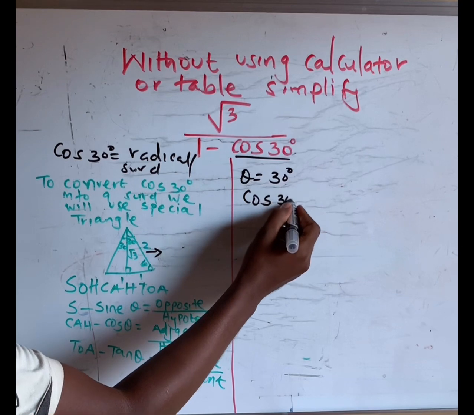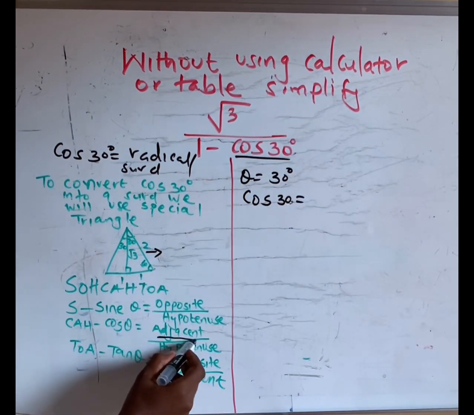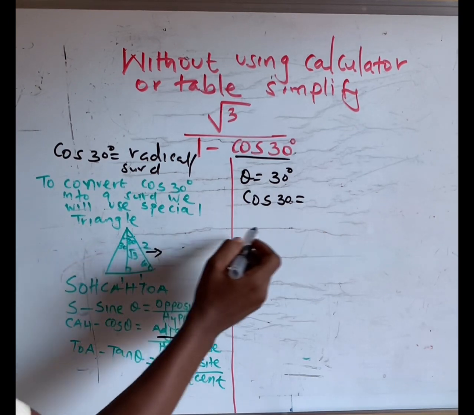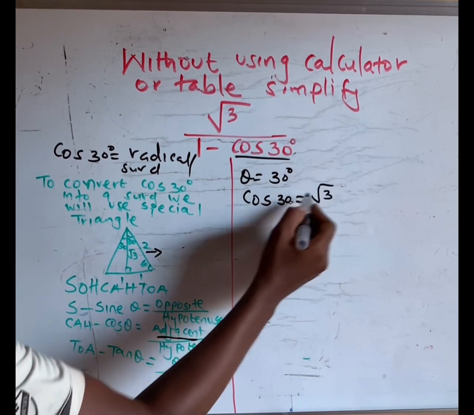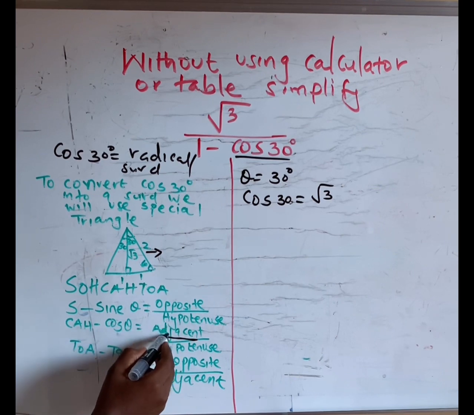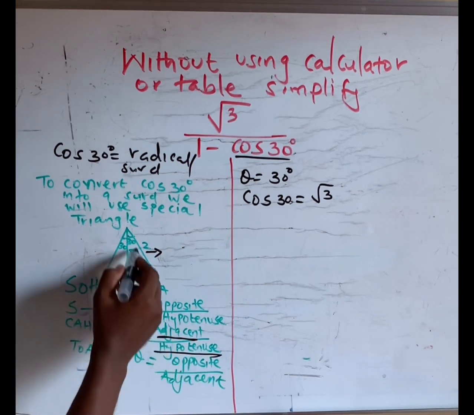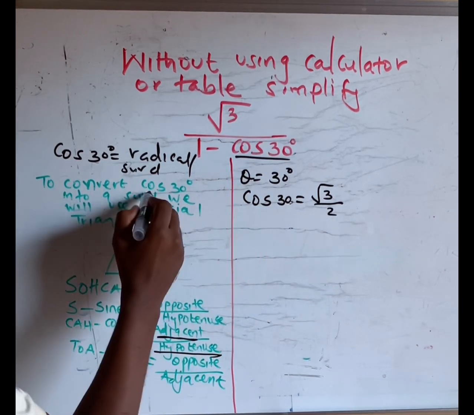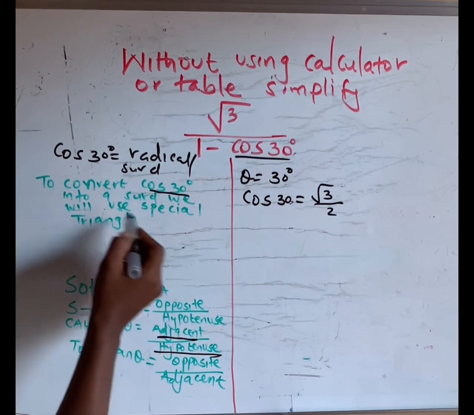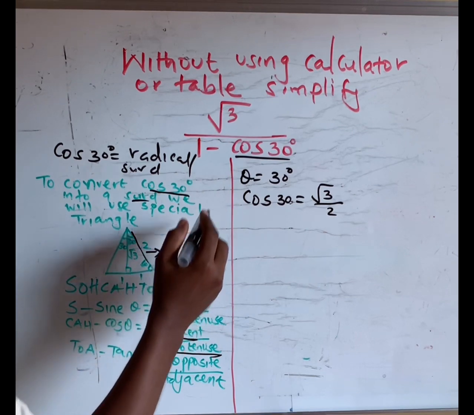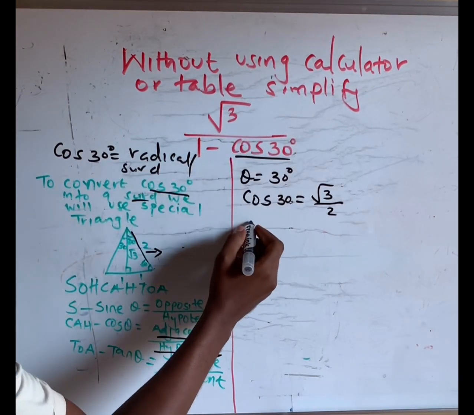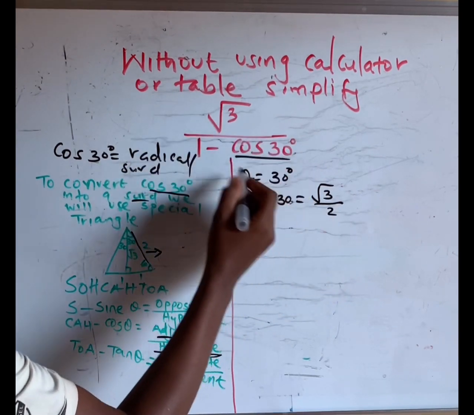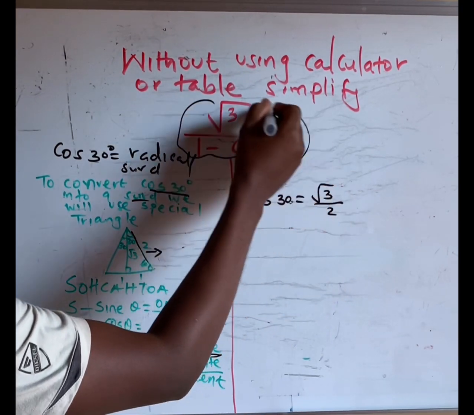cos theta, or cos 30 degrees, is the adjacent side to the angle theta, which is 30, and in that case it is the square root of 3 over the hypotenuse side, which is in this case 2. Therefore, we have converted cos 30 degrees into a radical or a side, and therefore we are going to substitute cos 30 degrees with the square root of 3 over 2. So let's rewrite this radical now.